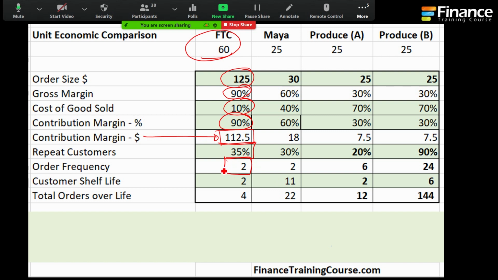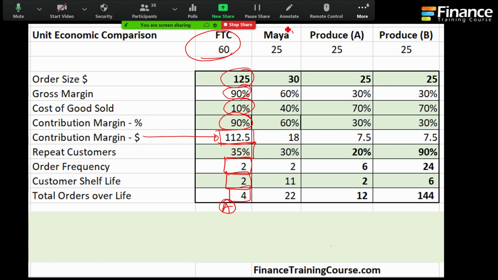So one customer generally buys 2 things a year, and a typical shelf life of a customer is about 2 years. So for some it will be a year, for some it will be 2 years, for some it will be 3 years, average is about 2 years. Total orders over the life of a customer are about 4. And this becomes business number 1 or A.